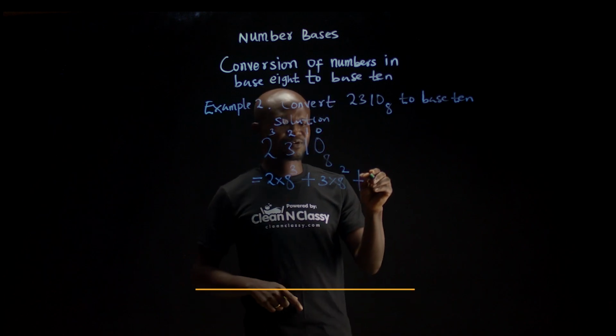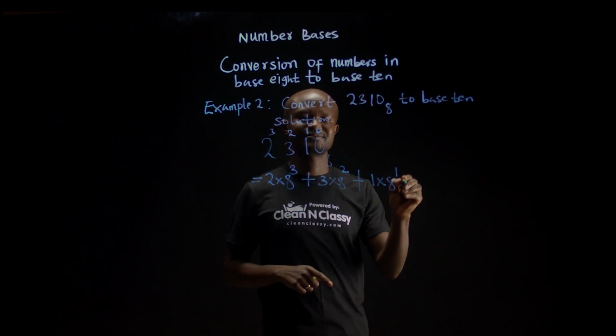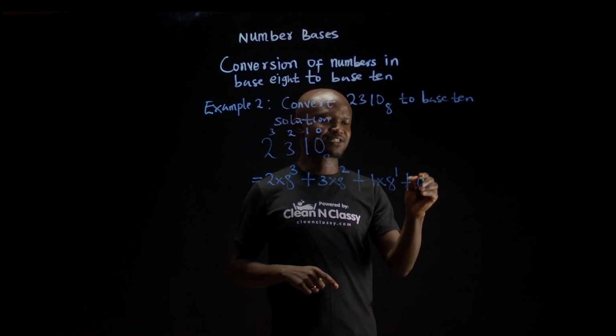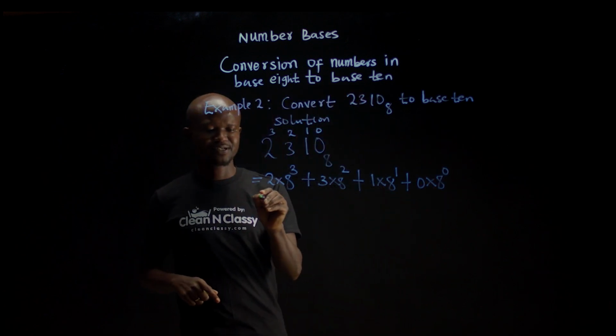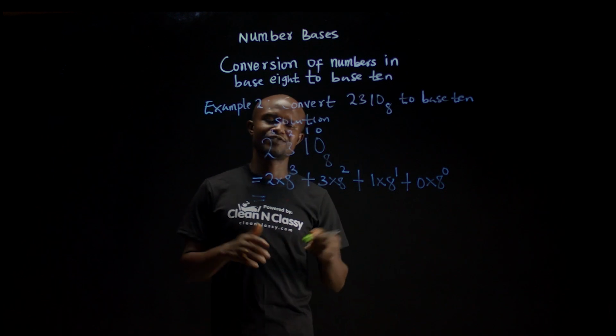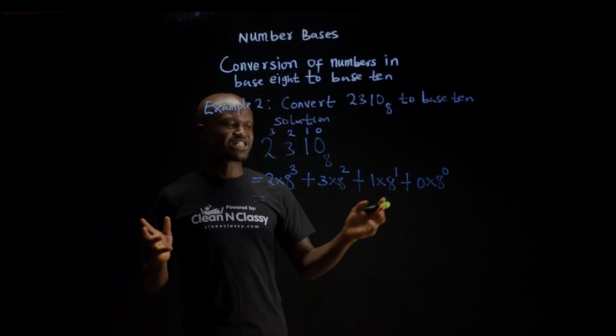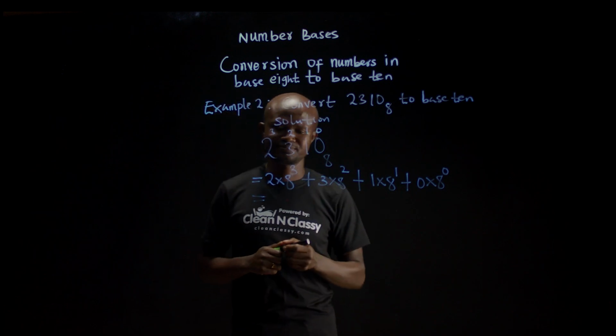Then we have 1 times 8 raised to the power of 1. We now have 0 times 8 raised to the power 0. Now we have the expanding form of the solution. The next thing for us to do is to simplify the expanding form.